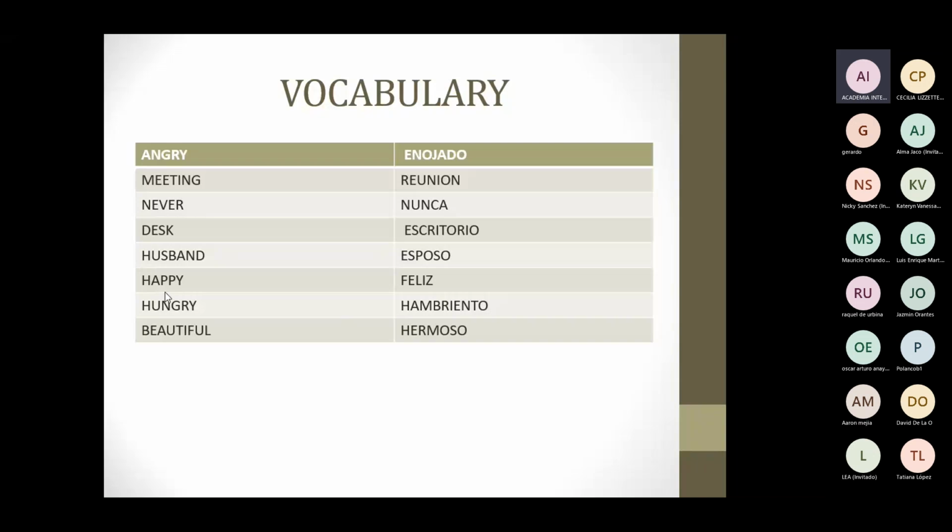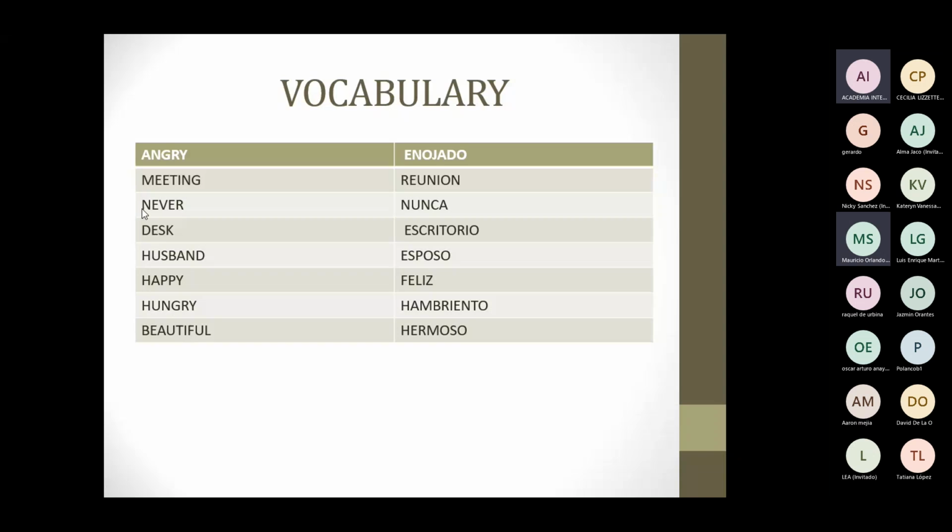So now, can someone else make a question using this word, angry? Hello? Are you there? It's very easy. So let me see. I'm going to choose someone. Nikki. Hello. Are you here, Nikki? Someone else? Teacher, using hungry.